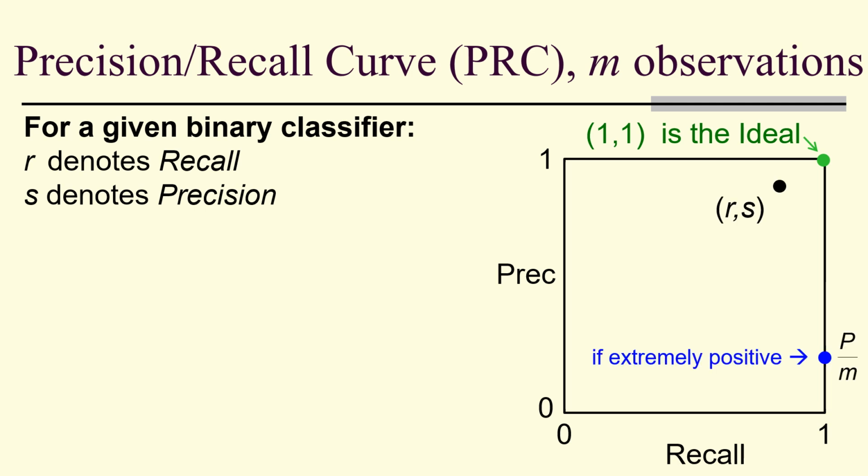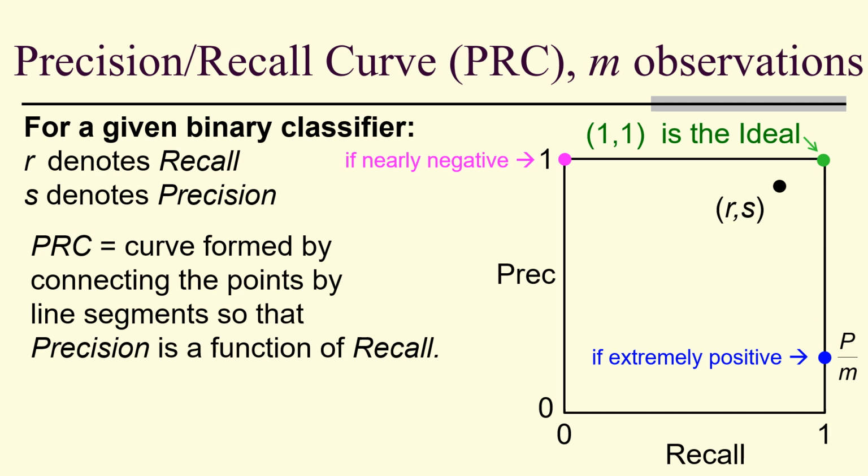If we're extremely positive, we get this P over M point over here on the far right. And if we're nearly negative, we're very close to the pink dot there on the upper left. So the precision recall curve is formed by connecting the points by line segments so that precision is a function of recall.